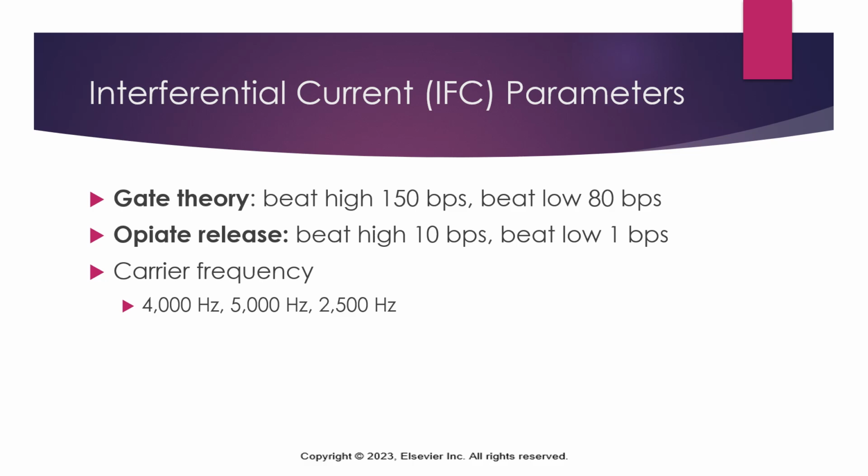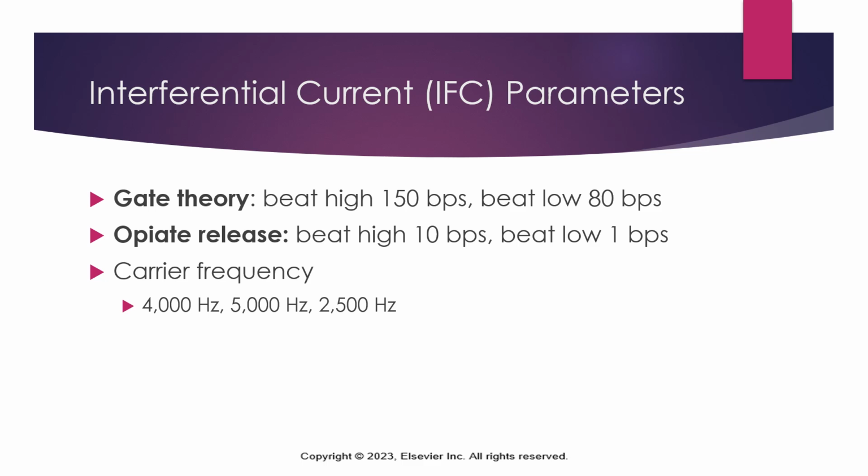So we have a beat high of 10 beats per second and a beat low of 1 beat per second. The low frequency stimulates the A delta fibers and potentially the C fibers, triggering the release of endogenous opioids in the brain and the spinal cord. These opioids bind to receptors, reducing pain perception.